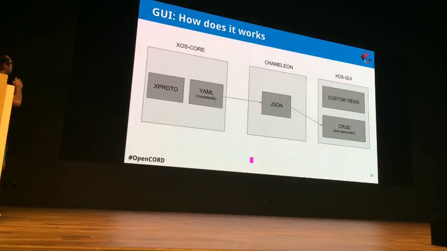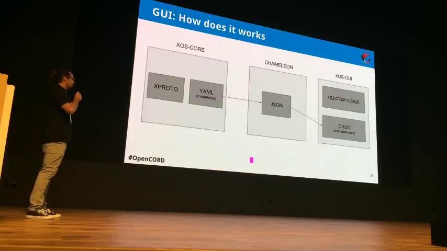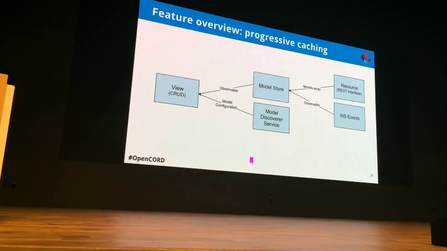How does the auto-generation of it work? It happens at runtime. It reads a description of the data model in JSON. And anytime you change anything in the system, the UI will update itself. It also provides a progressive caching mechanism so that at any time, just from the GUI, you can investigate the complete status of the system.